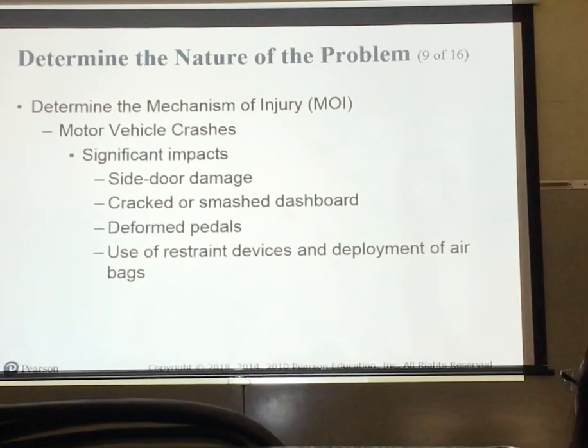Deployment of driver and front seat passenger airbags may produce an impact mark that resembles what would be made if the patient's head contacted the windshield. In this case, determine whether the safety belt restraint system was used and examine the head for evidence of trauma.